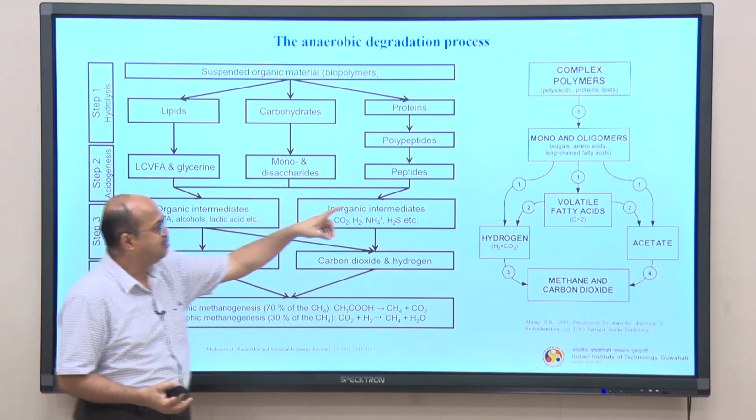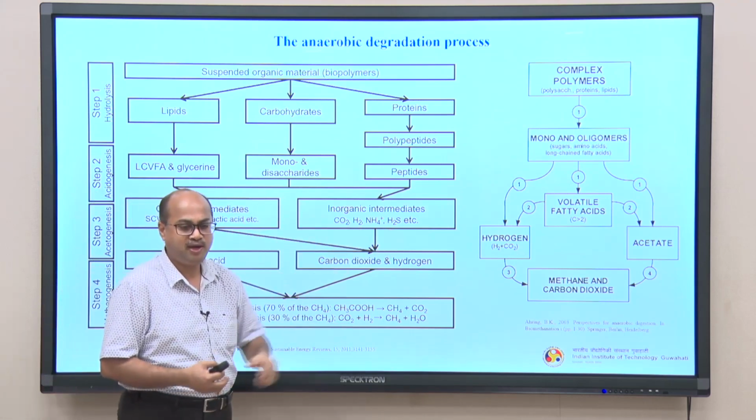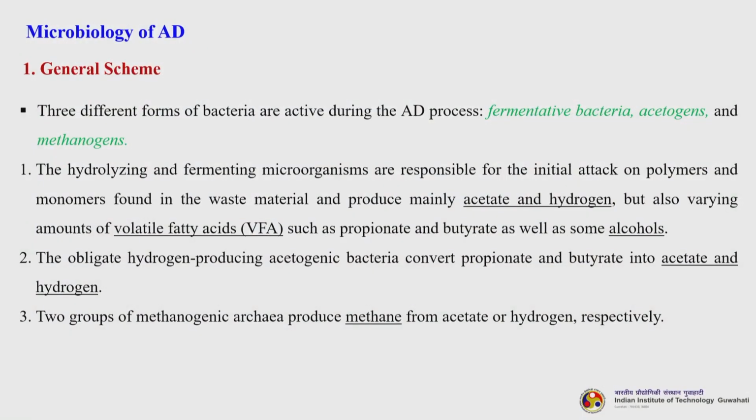So, the entire scheme is again presented there in a very brief way. Okay. So, now we will try to understand the microbiology of the entire anaerobic digestion process. So, let us first talk about the general scheme. 3 different forms of bacteria are active during the AD process. They are fermentative bacteria, acidogens and methanogens. These are the main microflora which are responsible for the different reactions of the entire anaerobic digestion process.